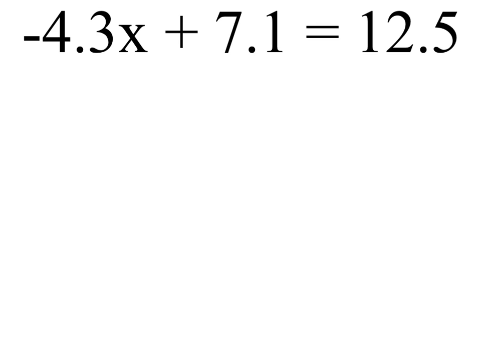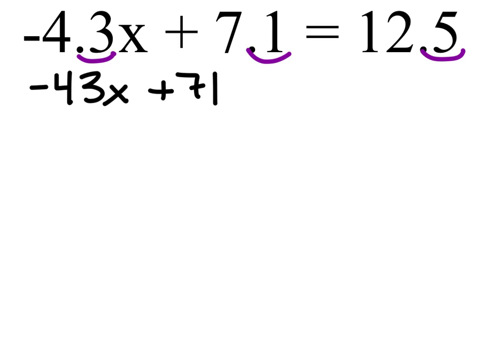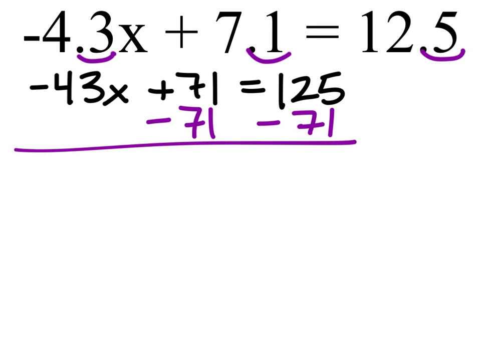Let's look at a second method to solve this, and that is to make all the numbers whole numbers. So on each of the terms, we're going to move the decimal once to the right, and that changes the problem only a little bit. Now we have negative 43x plus 71 equals 125. Now when I solve this using the same properties of equality that we've been using the whole time, subtract 71 from both sides. This gives us negative 43x equals 54.